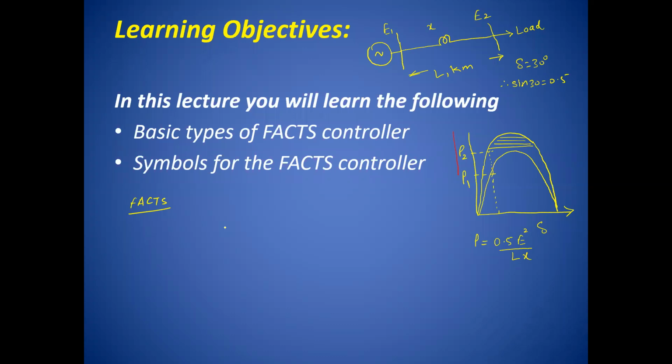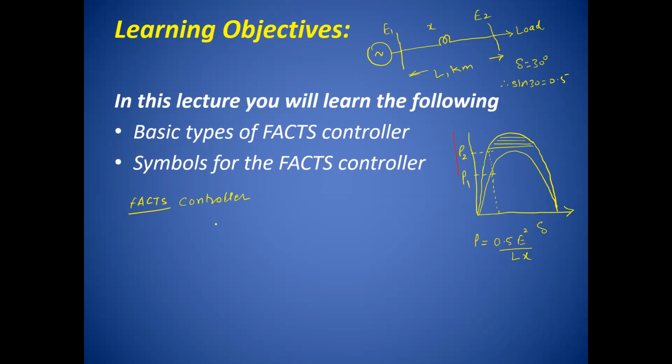This is called FACT, meaning flexible AC transmission system. Whereas the FACT controller is a power electronic based system or other static equipment that provides control over one or more AC transmission parameters. So it is a control. A FACT controller controls one or more parameters of the transmission line, like inductance, capacitance, and power handling capacity of the transmission line. That device is called a FACT controller.